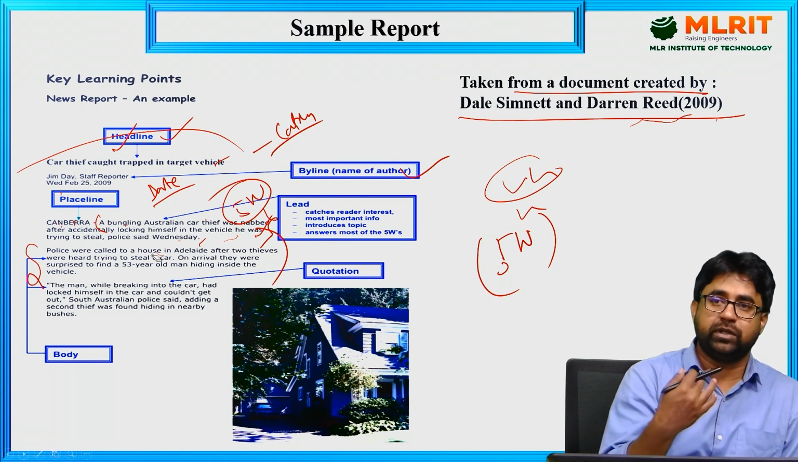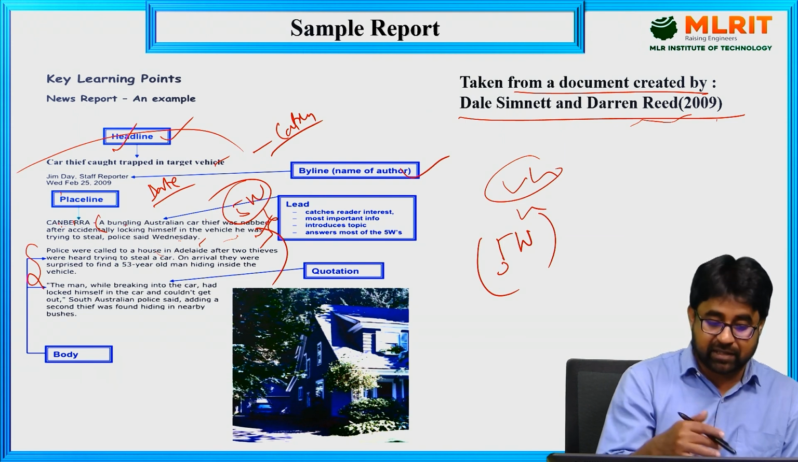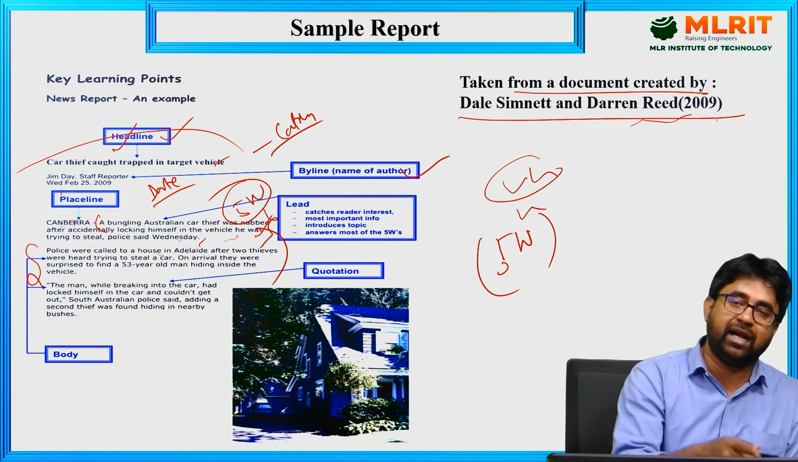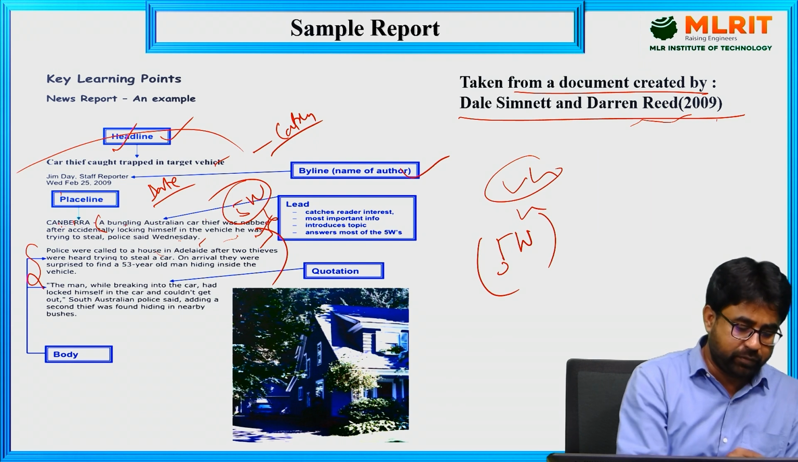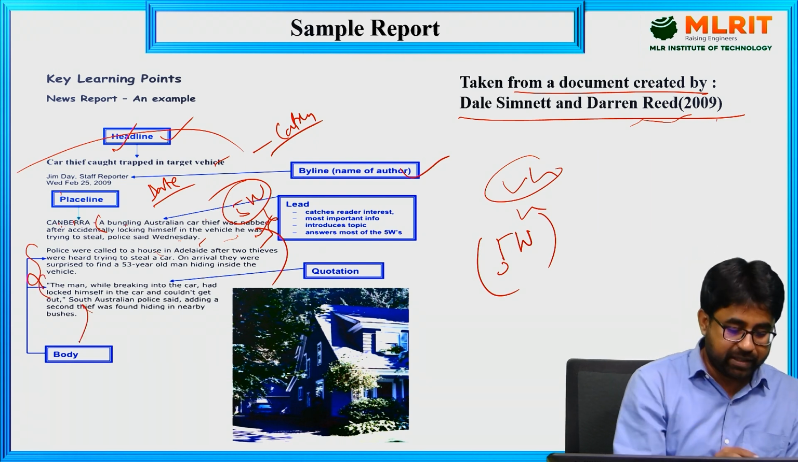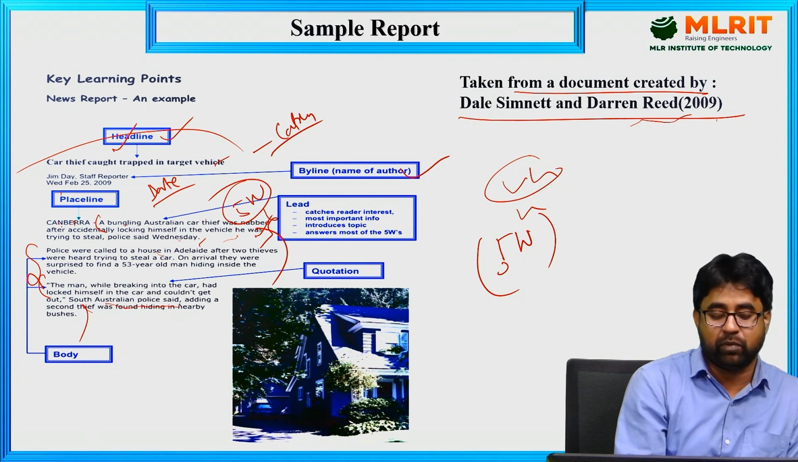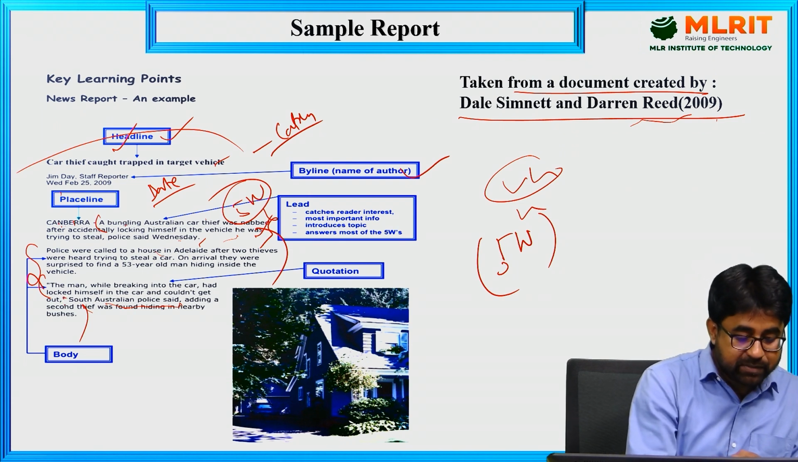Here they are using only one body paragraph. If you have more information, if you want to portray the incident in a clearer, more detailed way, you can add one or two more paragraphs. That is up to you. Then you see in this paragraph they are using a quotation. Now that is very important. The man, while breaking into the car, had locked himself in the car and couldn't get out, South Australian police said. So actually this part is a quotation.